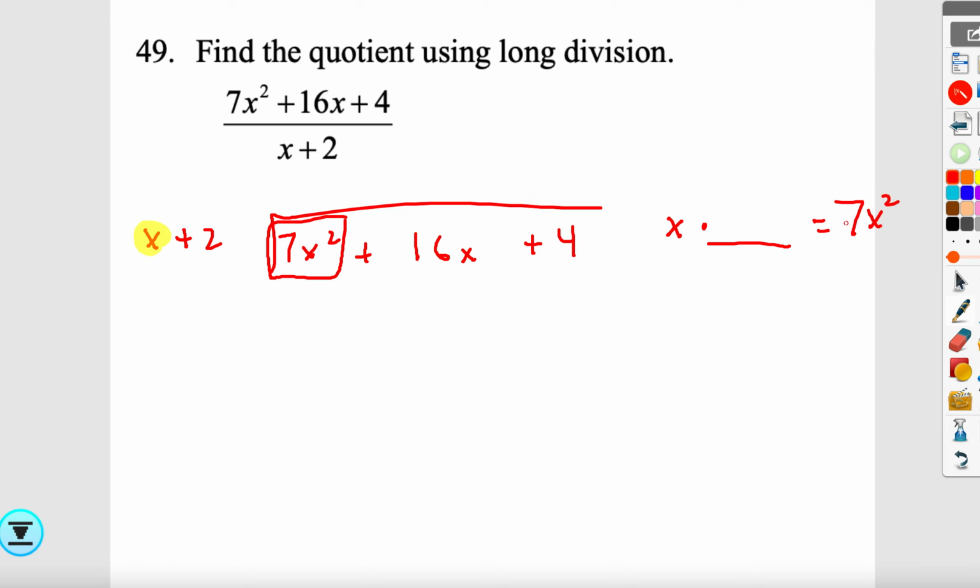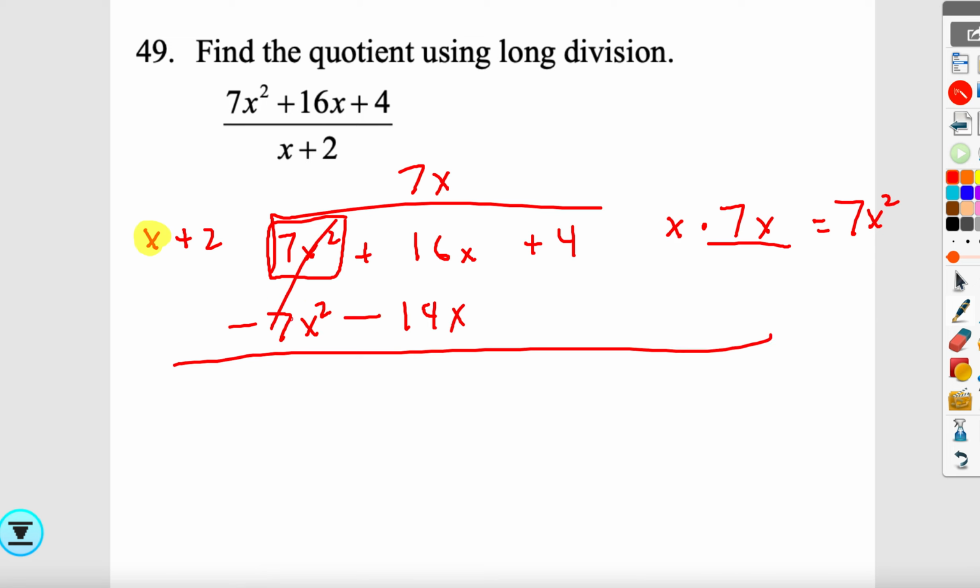X times what? Well, it's x squared, so we need an x. X times, there's a 1 here. 1 times what is 7, which is 7. So this is going to be 7x here. Then we have to multiply this 7x to the left side. So 7x times x is 7x squared. 7x times 2 is 14x. So then we make them the opposite. Since they're positives, they both become negatives.